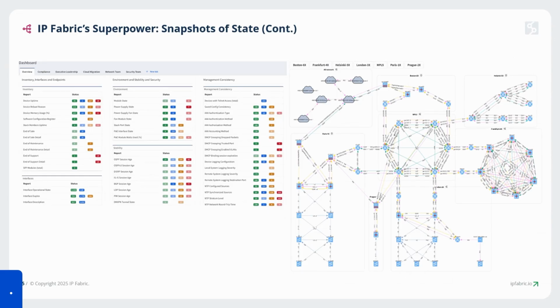Out of the box, we do have our intent checks, which can also be used in your automation strategy, as well as diagrams, which are at your disposal. So you have that up-to-date documentation that can be used for automation as well.